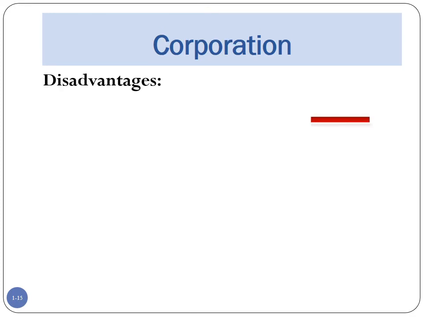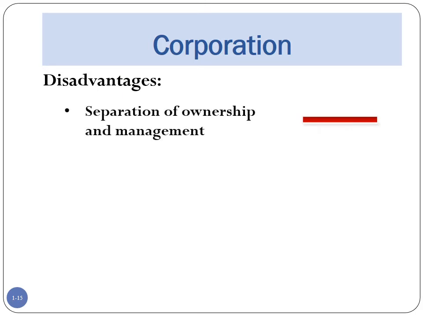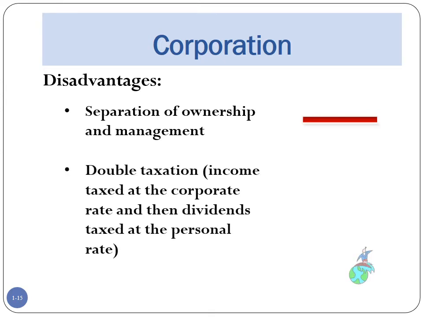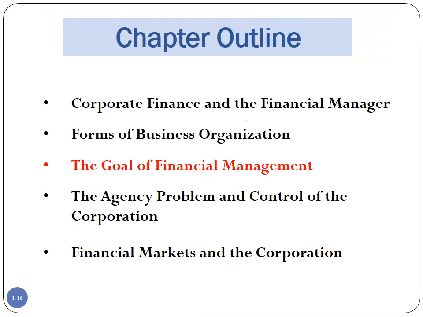There are several important disadvantages, though, to the corporate form of business. The separation of ownership and management creates something called agency problems. And there's also double taxation. The income is taxed at the corporate rate, and then dividends are taxed at the personal rate.